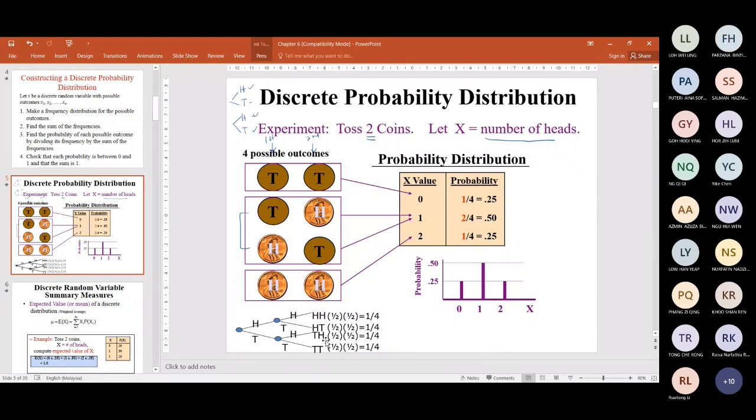Diagram. Tree diagram. Okay, tree diagram. Because as you can see, it's like a branch of a tree. So the first coin, this actually represents the first coin. Okay, this one is the first coin, and this one is the second coin. So for the first coin you get either head or tail. For the second coin again you get either head or tail.